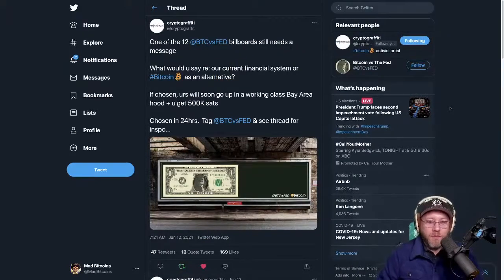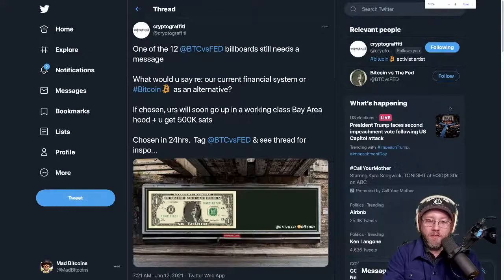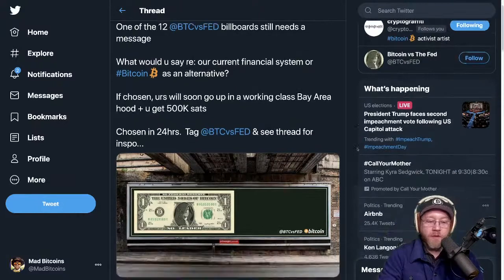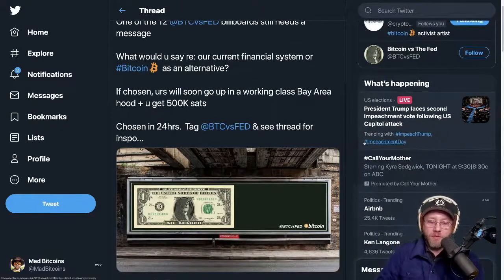Shout out to Crypto Graffiti. He's back on Twitter and he's back with force. Crypto Graffiti says, one of the 12 Bitcoin versus Federal Reserve billboards still needs a message. What would you say about our current financial system or Bitcoin as an alternative? If chosen, yours will still soon go up in a working class Bay Area hood and you get 500,000 sats. Chosen in 24 hours, tag at BTC versus Fed or see the thread for, I don't know, inspiration.